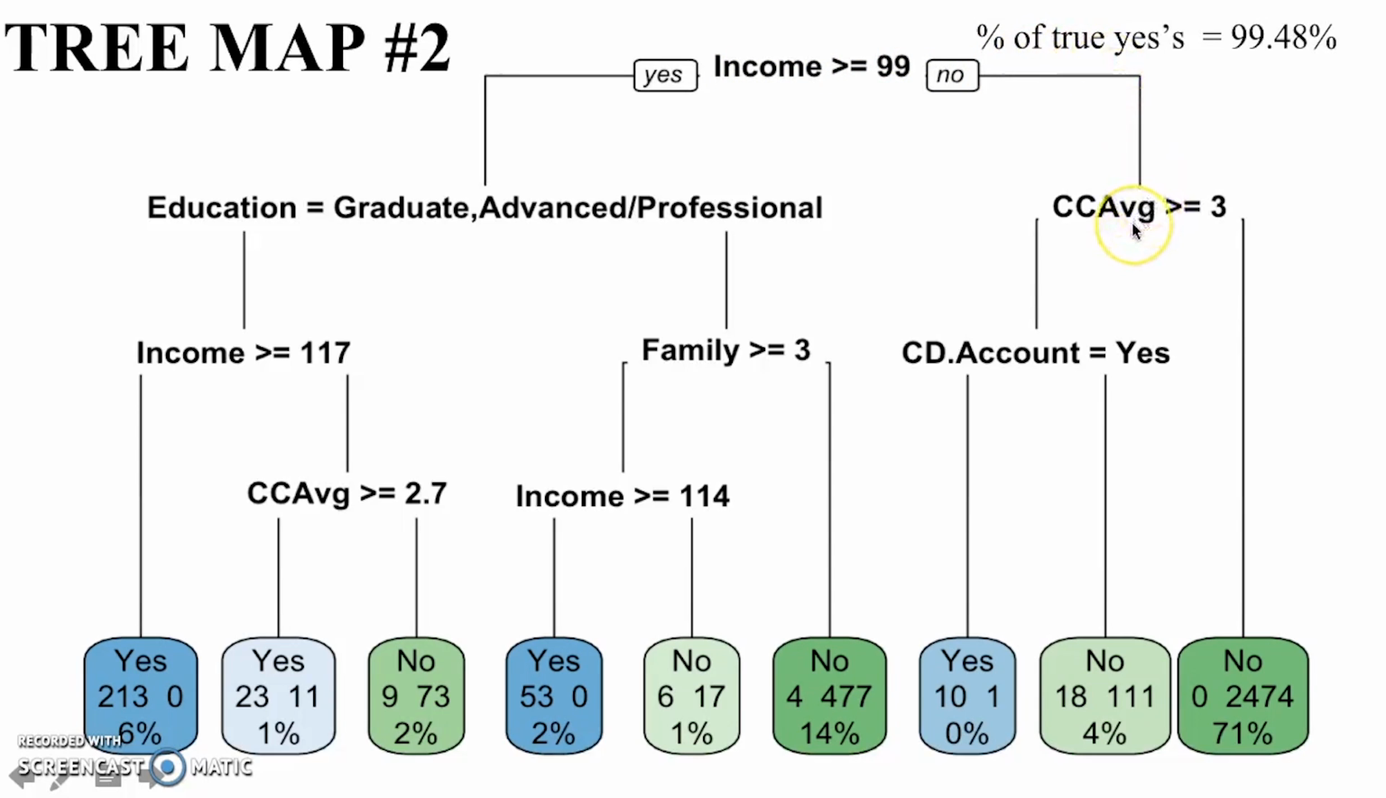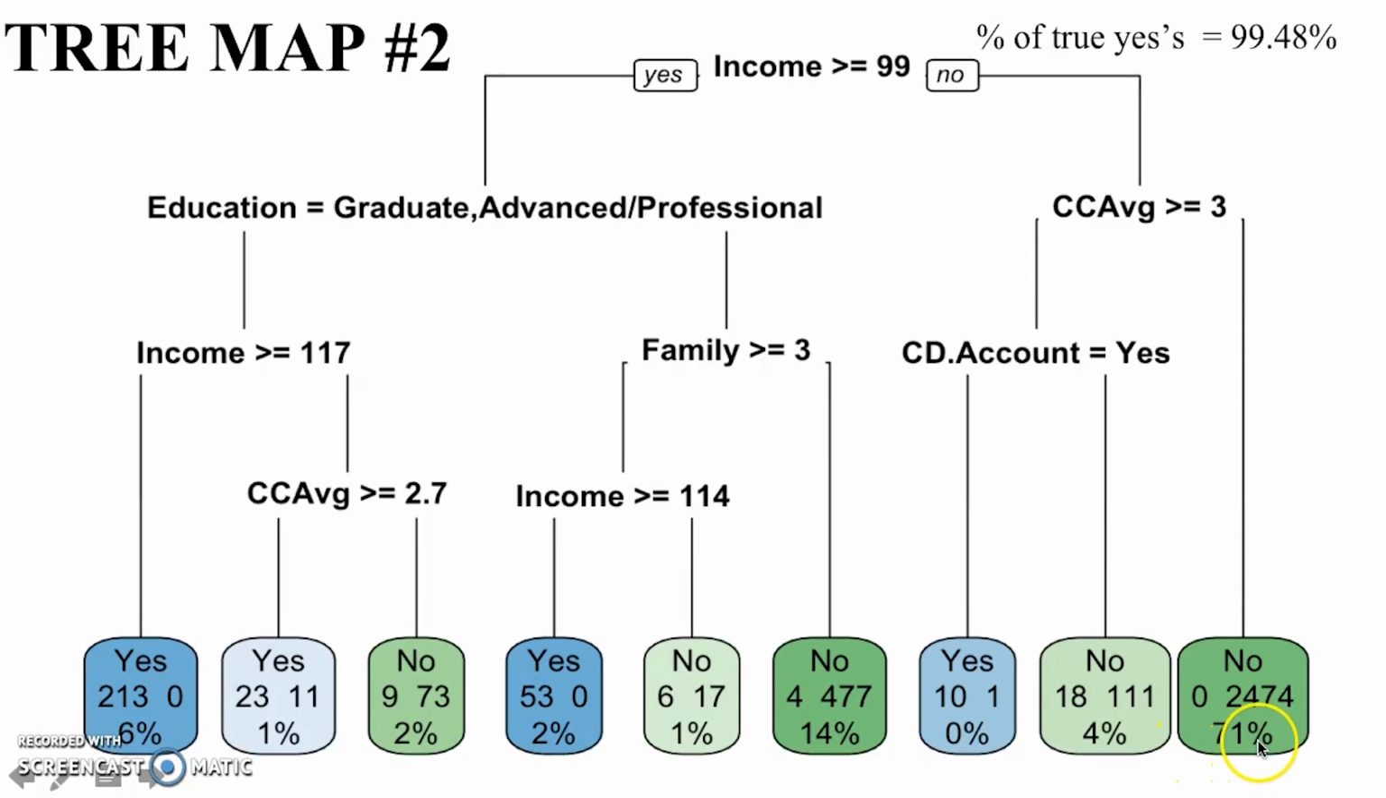So then we go down to credit card average. Is credit card average greater than or equal to 3,000? In this example, let's say, no, it's not. So here we come down to this node. The majority in this node is no, so the majority of people did not accept the loan. And here we see that 0 people said yes of those that have an income less than 99,000 and a credit card average less than 3,000. And we see that 2,474 people said no to the loan.